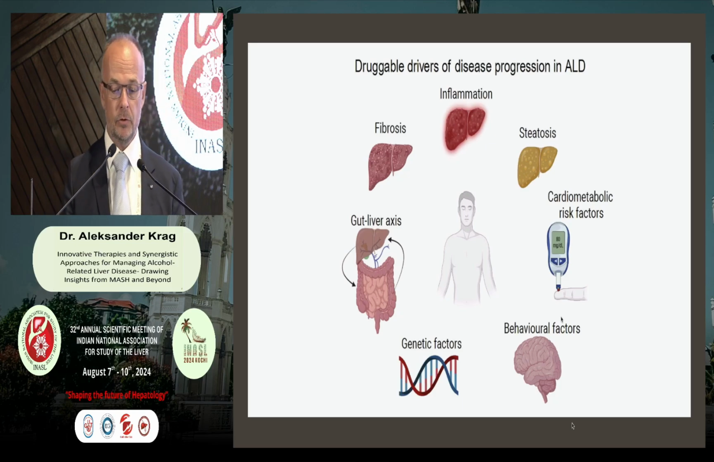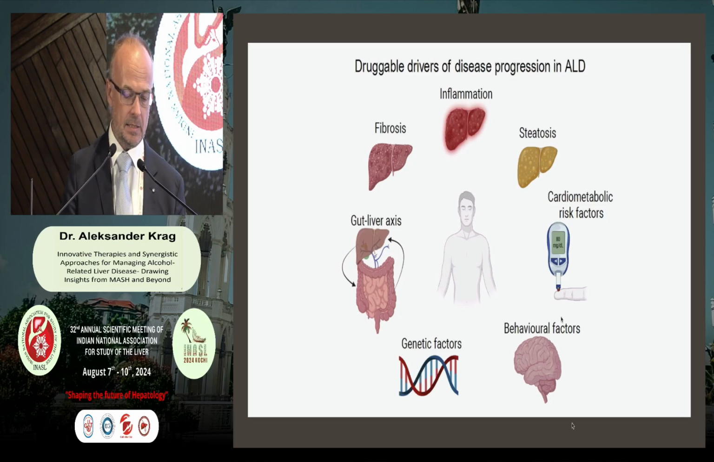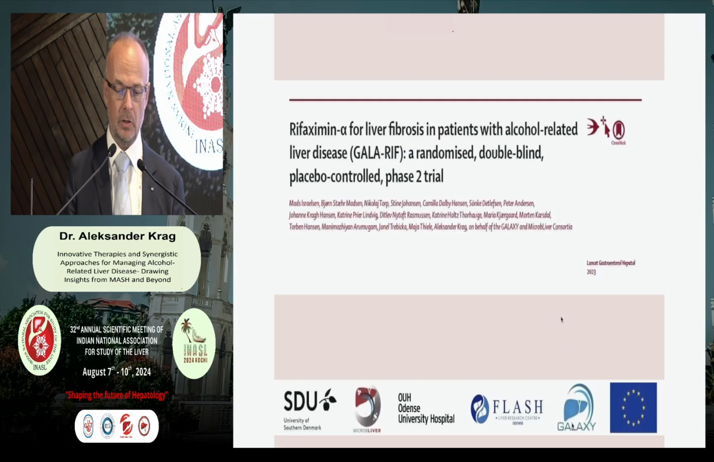Behavioral factors, I'll come back to that, because that goes to the GLP-1s and FGFs that also work in the brain. But I want to show you two studies that target the gut-liver axis. We heard in the previous talk how important that is to understand the disease, and we had a few big Horizon 2020 consortia where we worked on that. This is one of the studies we published last year in Lancet Gastroenterology & Hepatology.